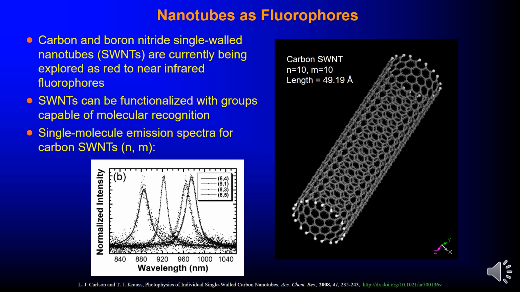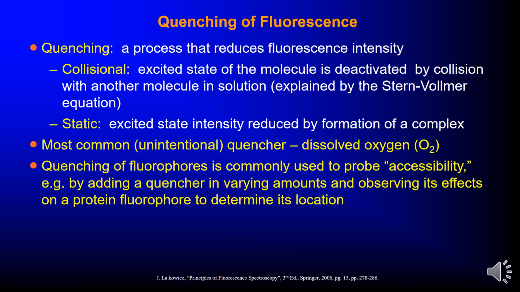We have the nanotubes. You can see them. Carbon and boron nitride single-walled nanotubes are currently being explored as red to near infrared fluorophores. You can see them. Some of these we talked about.